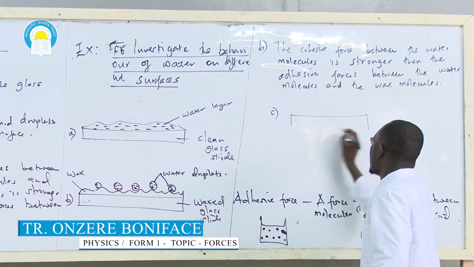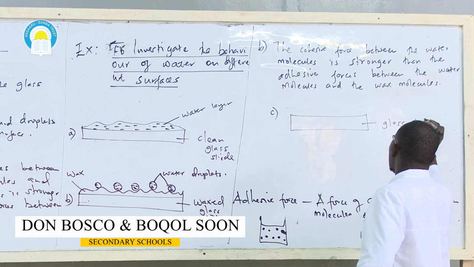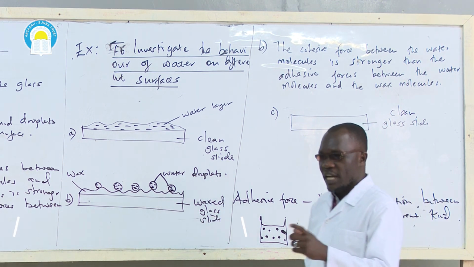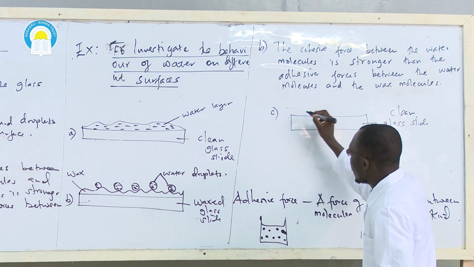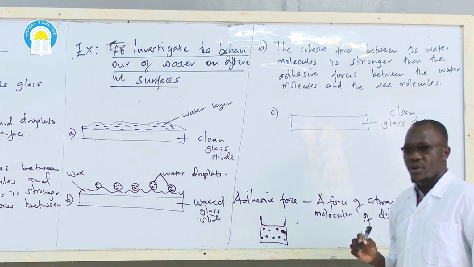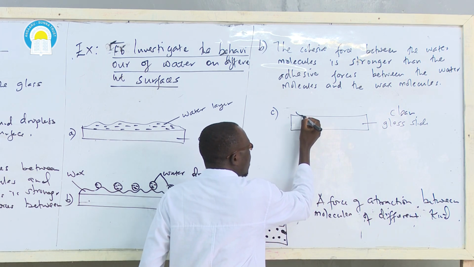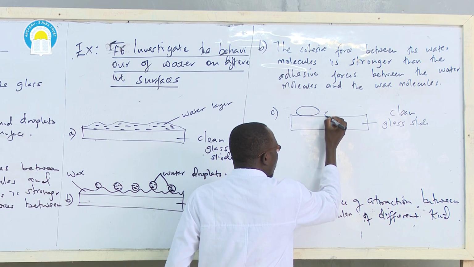Let's use mercury. We have a clean glass surface, a clean glass slide, but now we are using mercury. We take mercury and pour some on the surface of the glass. What are we going to observe? We shall observe that on the surface of the glass, we have formation of drops of mercury.